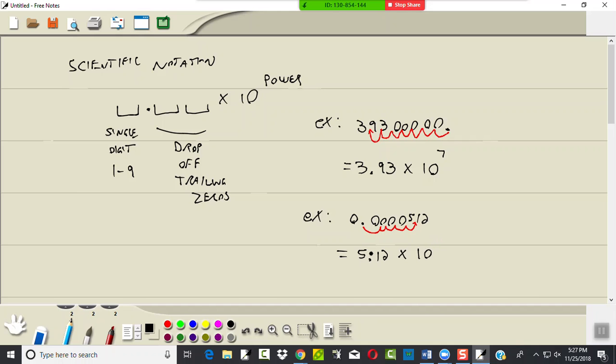If I put a 5 here, this is going to be a large number. This is a small number. So I'll put a negative 5 here. And that would be our scientific notation. Now some problems require you to go the other direction.